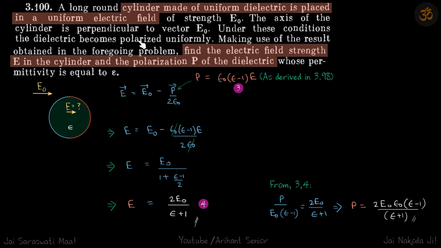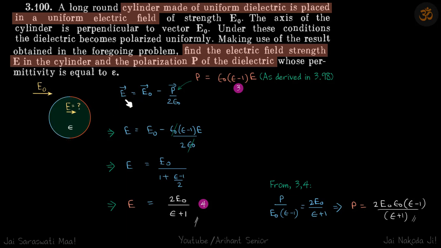Now it's given that it's polarized uniformly. That means the electric field inside is the same everywhere. And we already know that the outside field is constant. The inside field is also constant. So the field generated due to this surface charge is also going to be constant inside the cylinder, because E is the vector sum of E naught vector and the electric field generated by the surface charges.